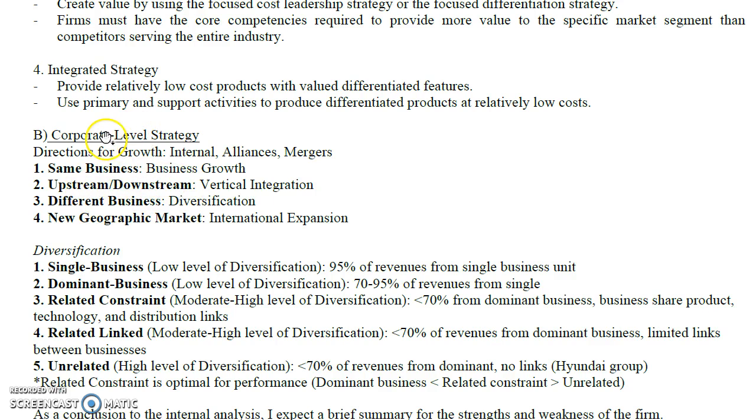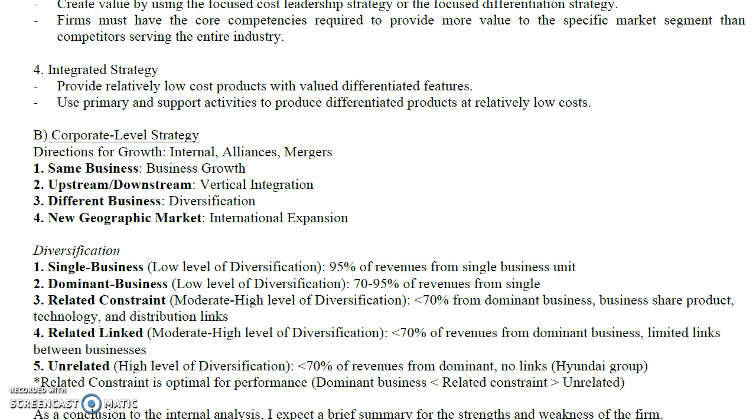3, different business, so that's diversification. And 4, new geographic market, it's international expansion. International expansion being that you can use multi-domestic expansion, global expansion, and transnational expansion.